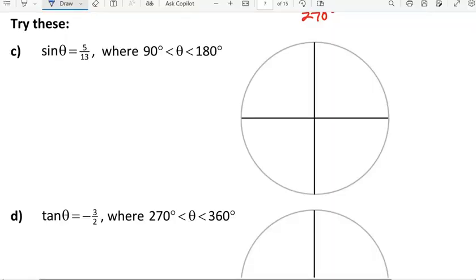Your turn to try. In this next one, sine of theta is given to you as 5/13, and the angle theta is between 90 and 180. So sketch your reference triangle and then find the value of cosine of theta and tangent of theta. Pause the video while you do this.